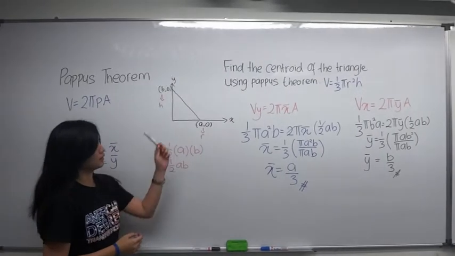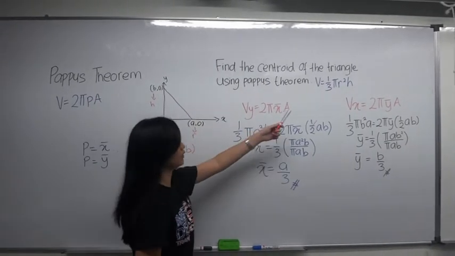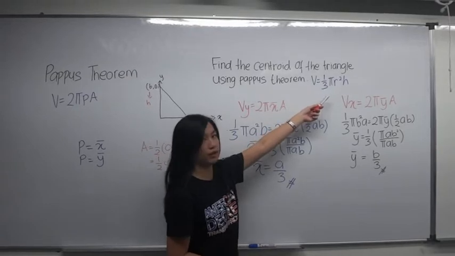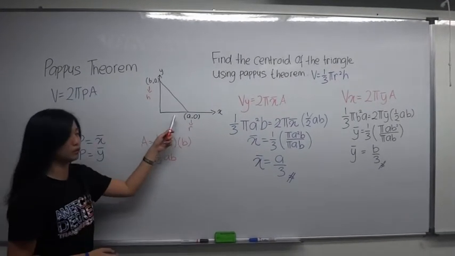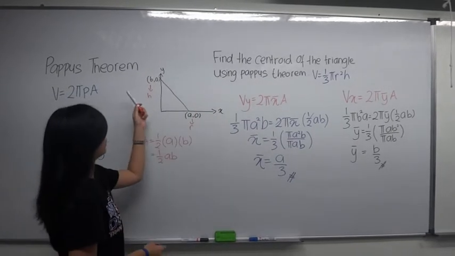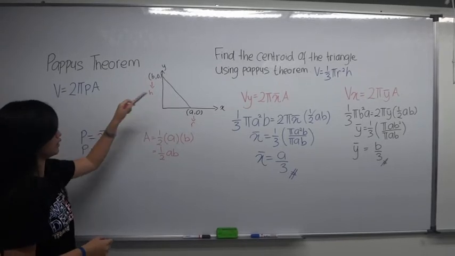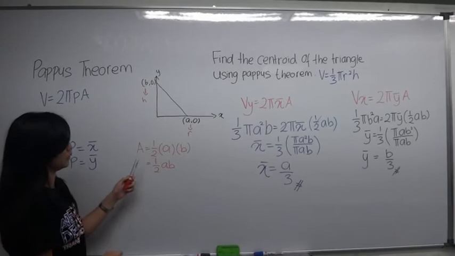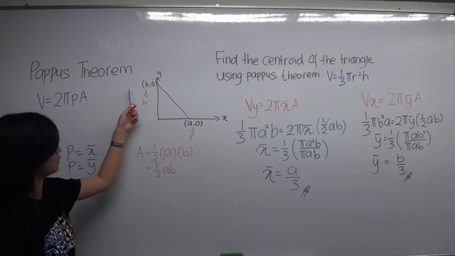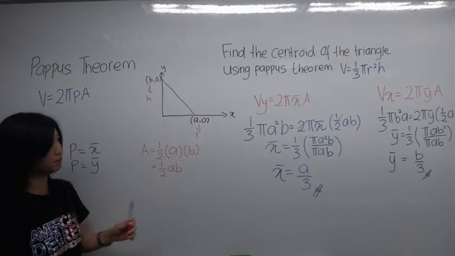In this example, the question is to find the centroid of the triangle by using Pappus's theorem, given the volume 1/3 pi r squared h. In this question, we assume that r is equal to a and h is equal to b. First, we need to find the area of the triangle by using the triangle formula, which is A equals 1/2 times a times b, which will give us the answer 1/2 ab.